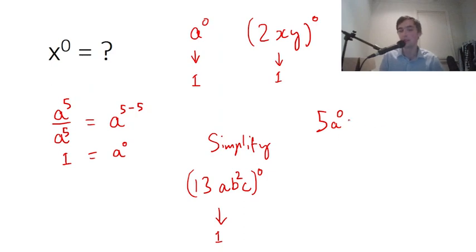Now, don't get tricked though, because there's some questions like this, 5a to the power of 0, and you have to remember that this is not all to the power of 0, only the a is to the power of 0. So if you write it like this, it becomes even clearer. This is 1, but this is not 1. This is 5 times 1, which of course is 5.